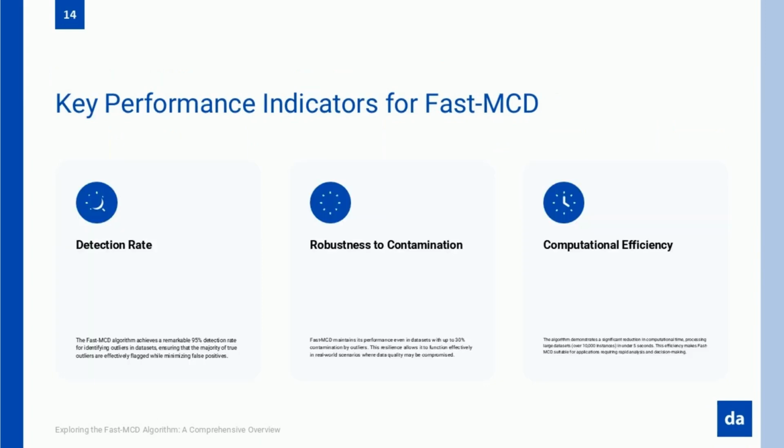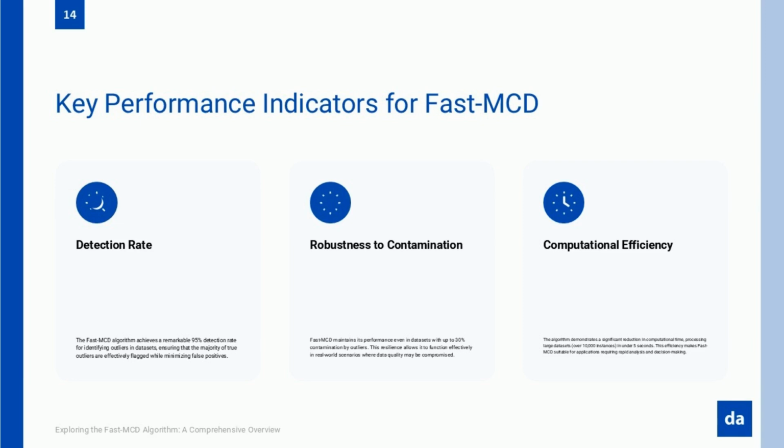Every great algorithm needs a way to measure success. In the case of FastMCD, it's all about how well it detects outliers, handles noisy data, and scales with large datasets. And just like I track the like ratio on this video to see if you're enjoying it, FastMCD has its own KPIs to prove it's doing its job.